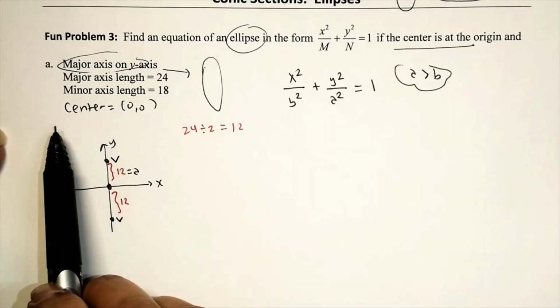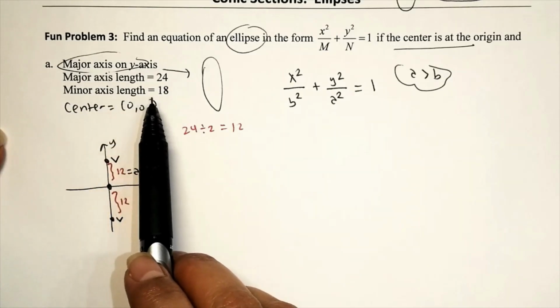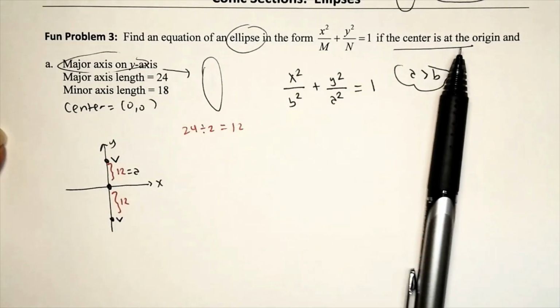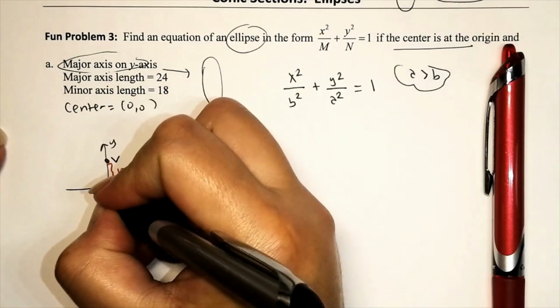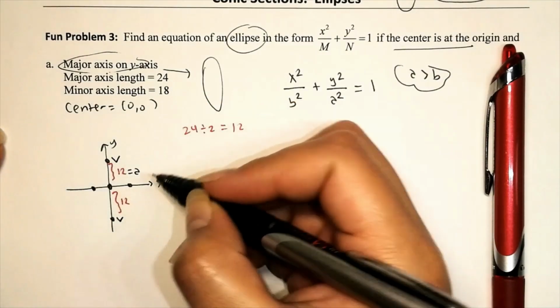What else do we know about this problem? We know that the minor axis length is 18. Okay, so the minor axis length, that is the shorter side. So let's go ahead and locate those endpoints. They have no special annotations.